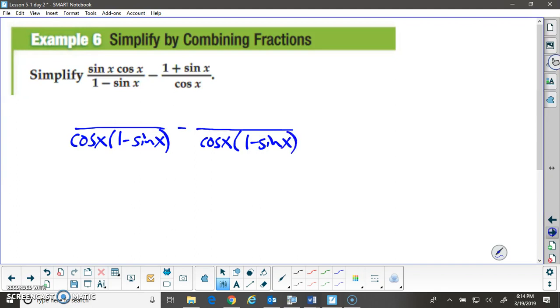Well, in order to get that LCD, I had to multiply the first fraction by cosine. So if I multiply the numerator by the same thing, I get sine of x times cosine squared of x. And the second fraction, I had to multiply the bottom by 1 minus sine of x. I have to do the same thing to the top.